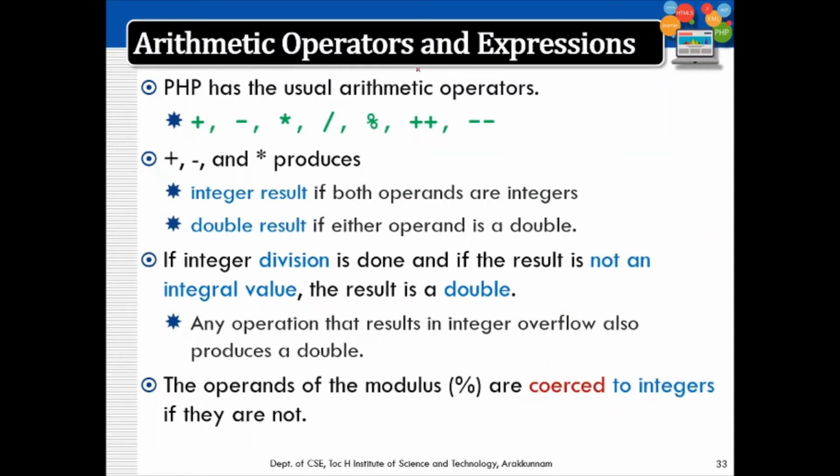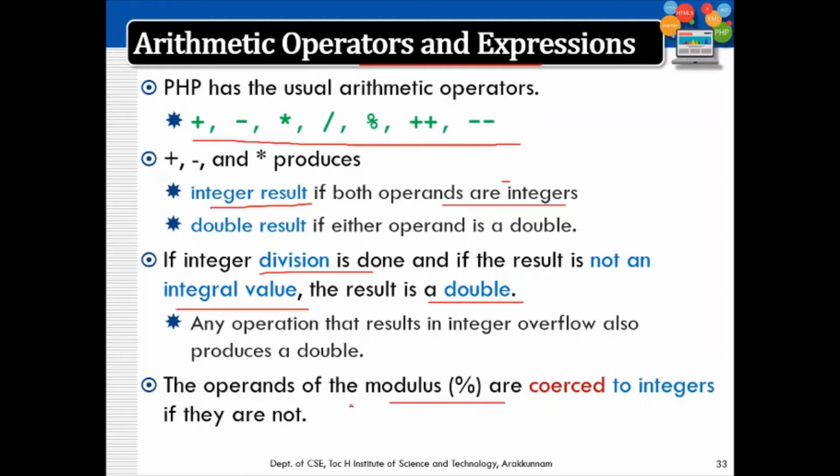These arithmetic operators and expressions are common, as we have studied in JavaScript. We have all the operators like plus, minus, star, slash, mod, increment, decrement, etc. Plus, minus and star produce an integer result if all the operands are integers. You must remember this: only if all the operands are integers will the result be an integer. Otherwise, it will be a double value. If you want the exact integer value, you have to typecast. If division is done, the result is always a double value.